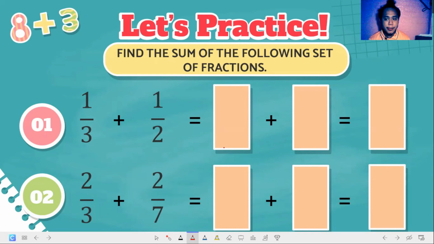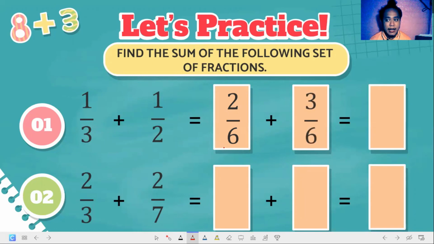First one, 1/3 plus 1/2. So first we're going to find the LCD. What is the LCD? It's 6 because the denominators are 3 and 2. All right, very good. Now transform them into equivalent fractions. First, the 1/3. What is the answer? We have, very good, 2/6. What about the 1/2? Very good, it's 3/6.